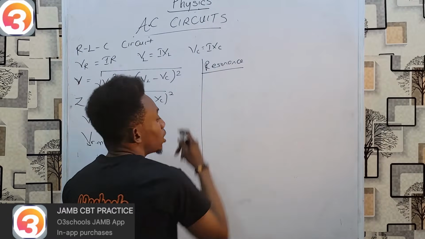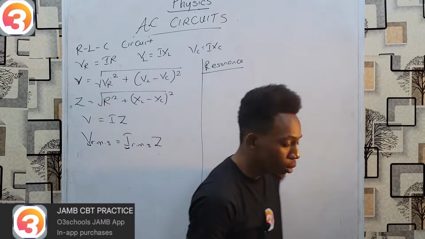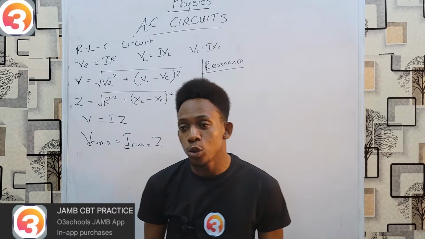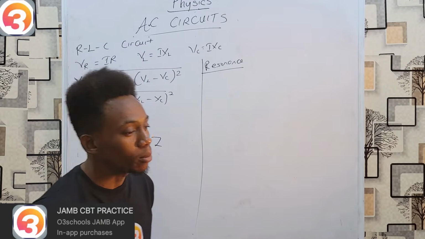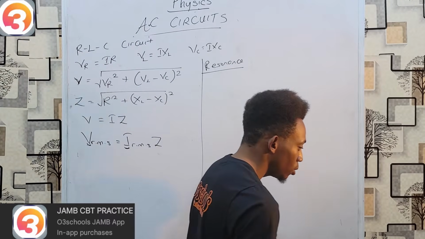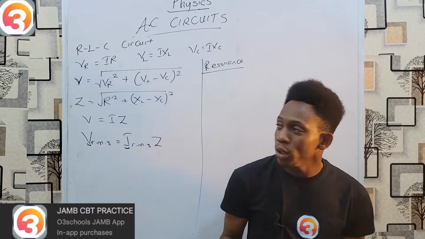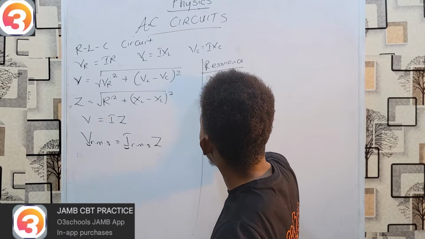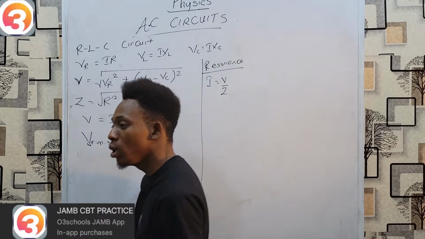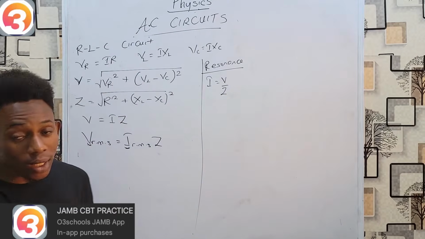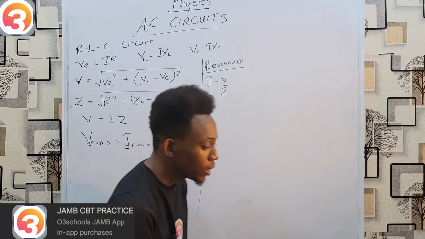Now, quite simply, resonance occurs in an RLC circuit when the current is maximum. And how can the current be maximum? As we are aware, for the current to be maximum, looking at this, I equals V over Z. For current to get to a maximum value, therefore, the impedance must get to its minimum value.